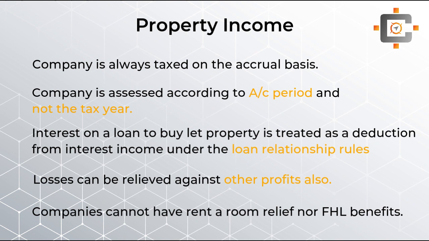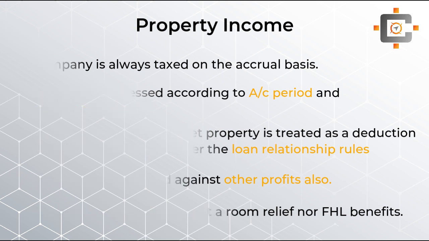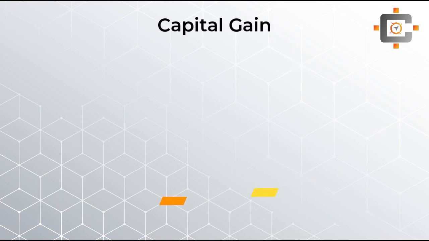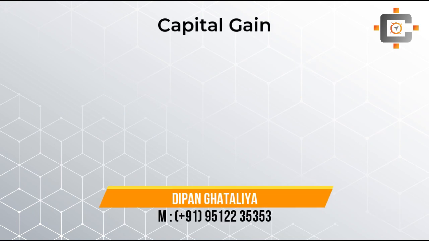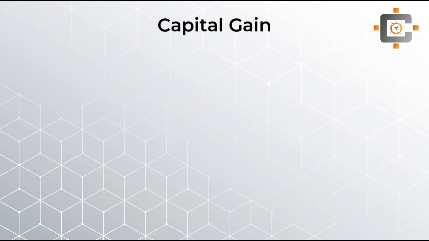Then after, students, the last difference is that companies cannot have rent-a-room relief or a benefit of any FHL concept. Then after, students, the last income of the whole corporation tax chapter is capital gain. What will happen if your company is having a capital gain?